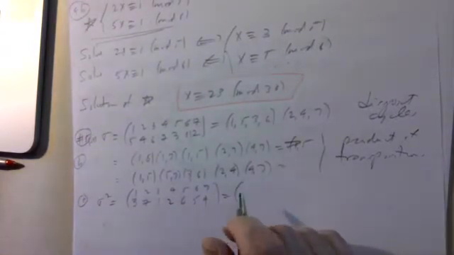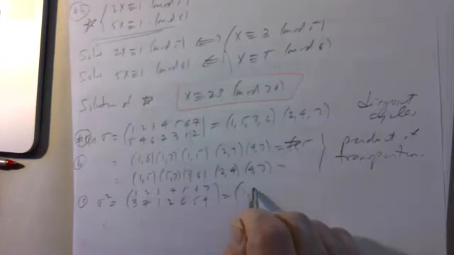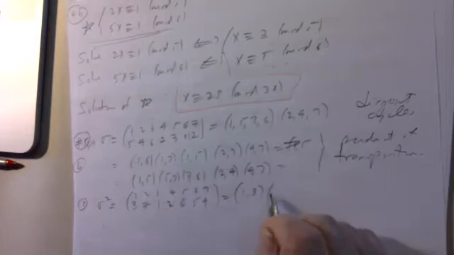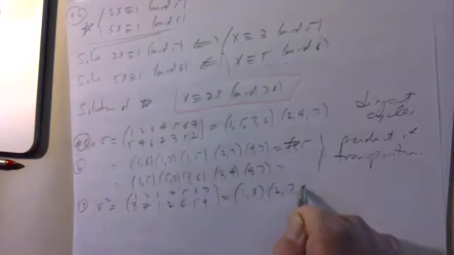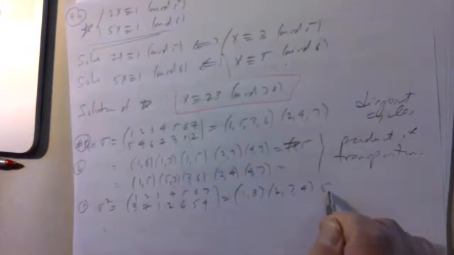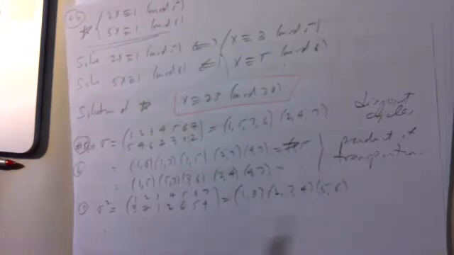And when you write it as a product of disjoint cycles, 1 goes to 3 and 3 goes back to 1. 2 goes to 7, goes to 4, goes back to 2. And 5 goes to 6 and 6 goes to 5.